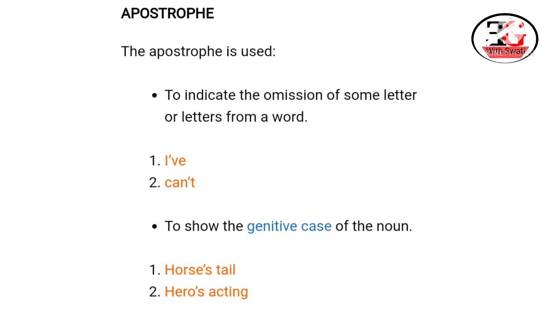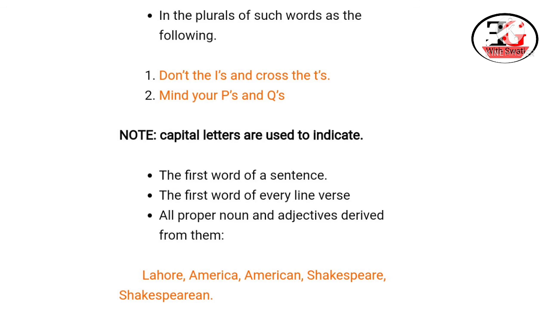Next punctuation mark is apostrophe. The apostrophe is used to indicate the omission of some letter or letters from a word. For example, I've, can't. Next, to show the genitive case of the noun, apostrophe is used. For example, horse's tail, heroes' acting. Next, use of apostrophe in the plural of such words. For example, dot the i's and cross the t's. Next, mind your p's and q's. In this way, apostrophe is used.